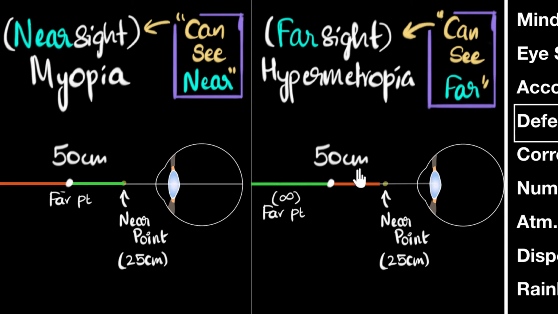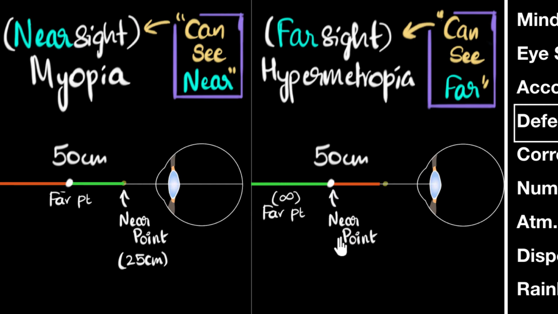Now, because 50 centimeters is the closest that she can see, this means her near point has been shifted. Her near point is no longer 25 centimeters, it's 50 centimeters. So for a hypermetropic person, their near point gets shifted. Their far point is fine.